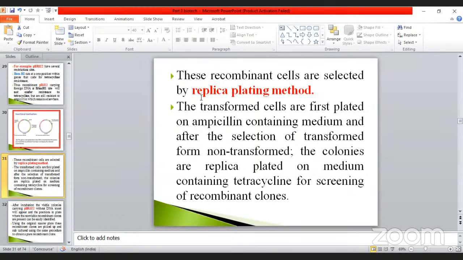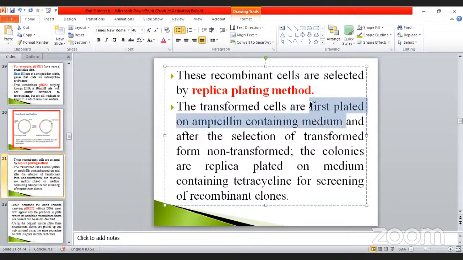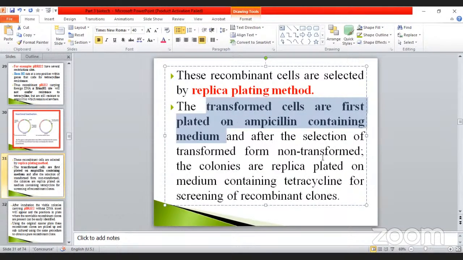The transformed cells are first plated on ampicillin containing medium. After the selection of the transformed from the non-transformed, the colonies are replica plated on the medium containing tetracycline for screening of the recombinant clones. Here ampicillin, here tetracycline. This is very, very important, my dear students.